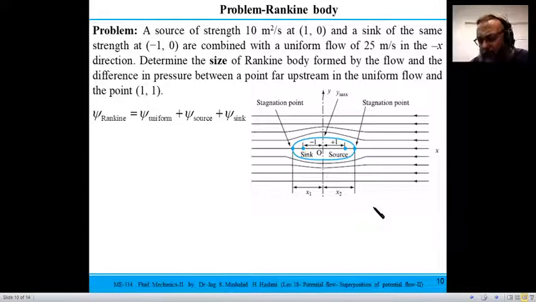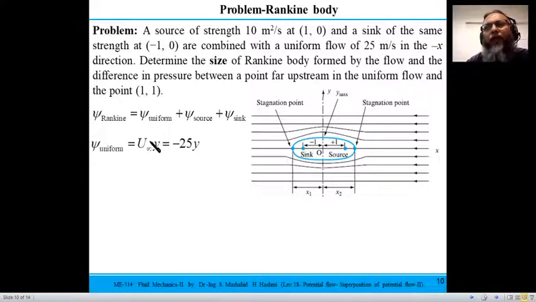Okay, according to this problem, the uniform flow is rectilinear. It is u infinity times y, so it is given as -25y. So u infinity is -25 because it is from this place. So that would be the stream function for uniform flow. And then we have a stream function m times theta, and m is q over 2 pi b.